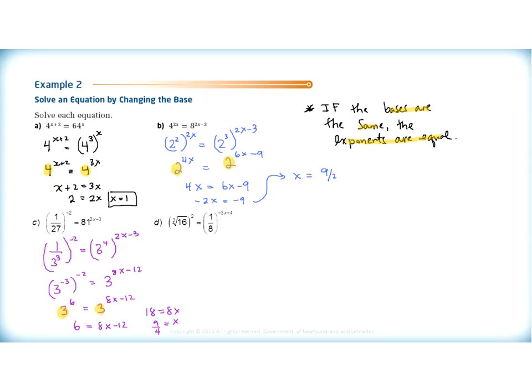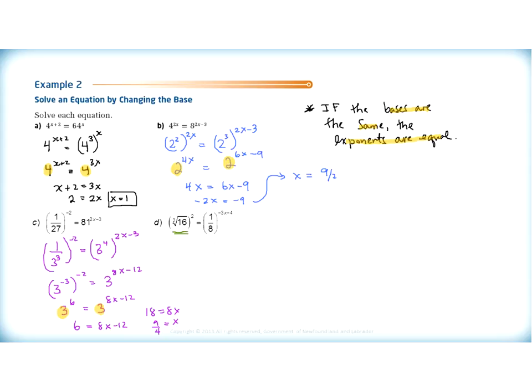Now, what about the D part? I'll choose a different color to do D in as well here. I got the cube root of 16 squared, and I got 1 over 8. Again, you want to think about what the bases will probably look like here. How can I rewrite this with the same base? I'm thinking a base of 2. The first thing you need to do is get rid of this radical.